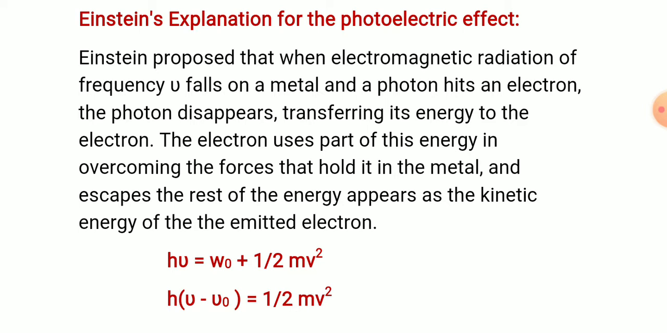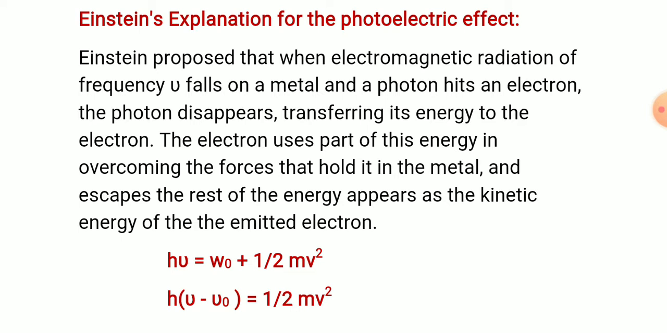When you fall light on a metal surface, the photon of the light will hit an electron on the metal surface, the photon disappears, and the photon transfers its energy to the electron present in the metal. The electron uses part of this energy in overcoming the forces that hold it in the metal, and the rest of the energy appears as the kinetic energy of the emitted electron.